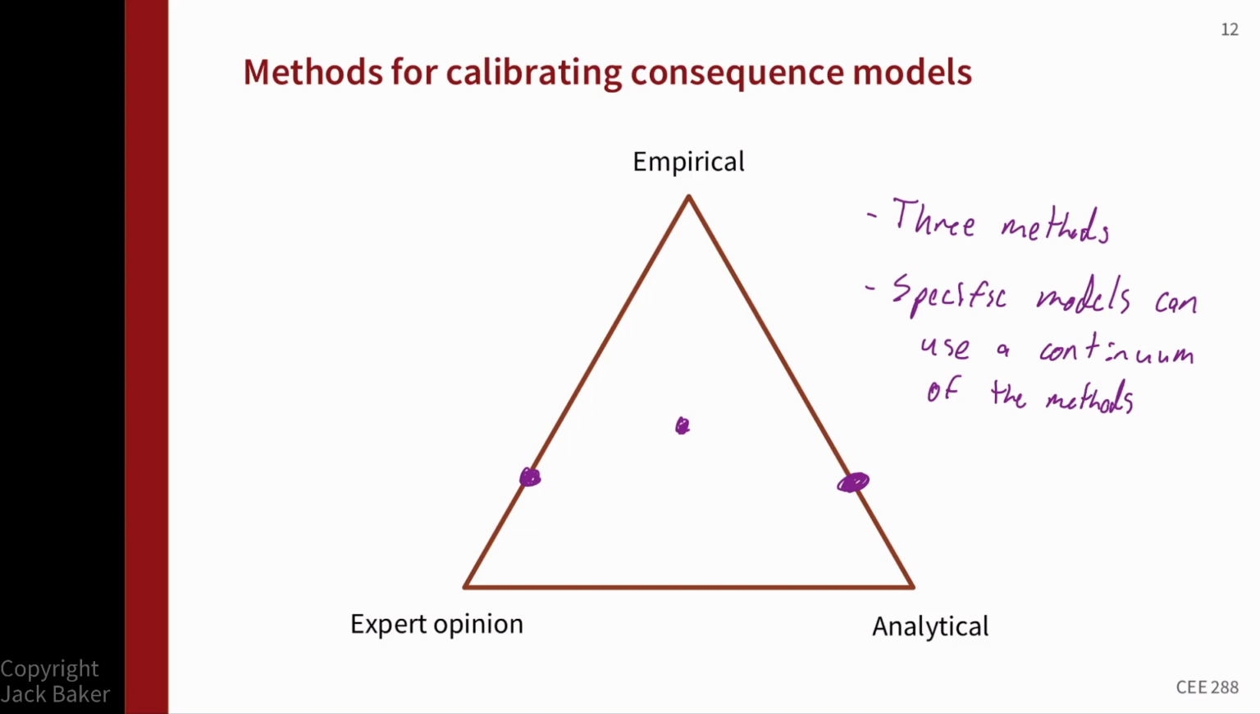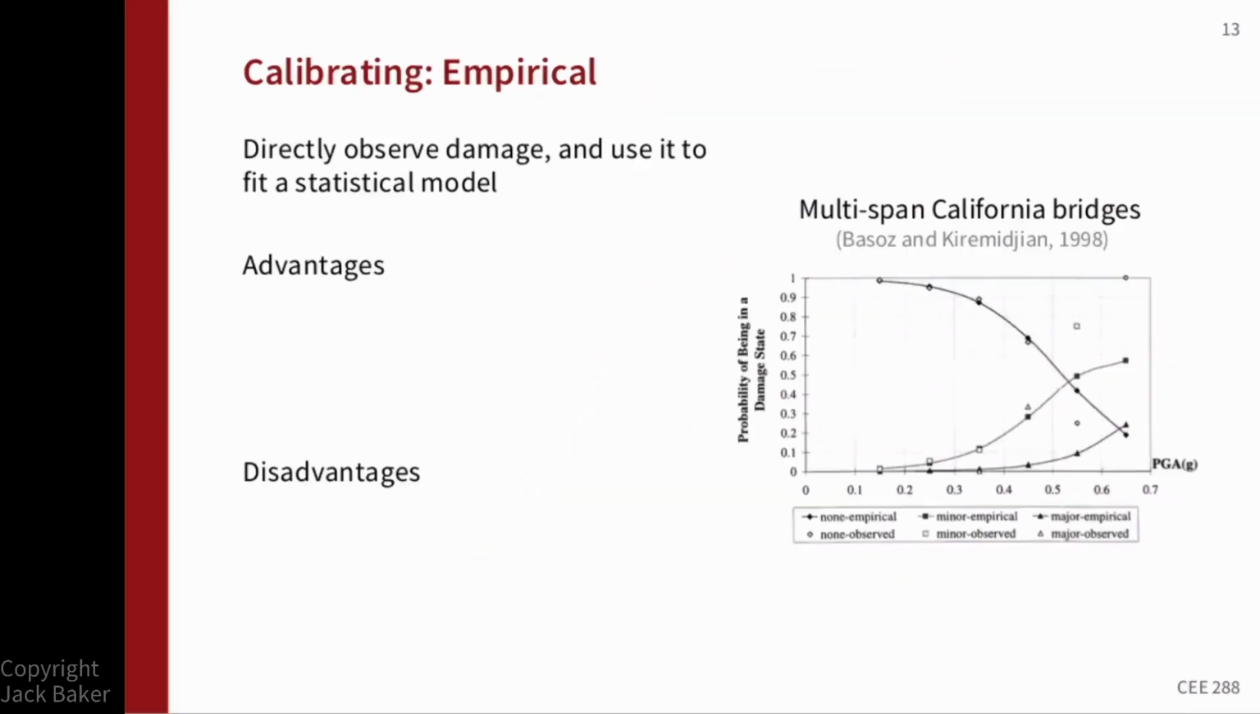All right, so that's the concept, but let's talk in a little bit more detail about this. So how would we do this calibration? One method is empirical. The idea here is we're going to go into the field after earthquakes and observe the damage, and we're going to use that to fit a statistical model. So I'll go see in the real world how strong shaking was at different places in the affected zone, and how likely it was for the type of asset that I'm studying to have some level of damage.